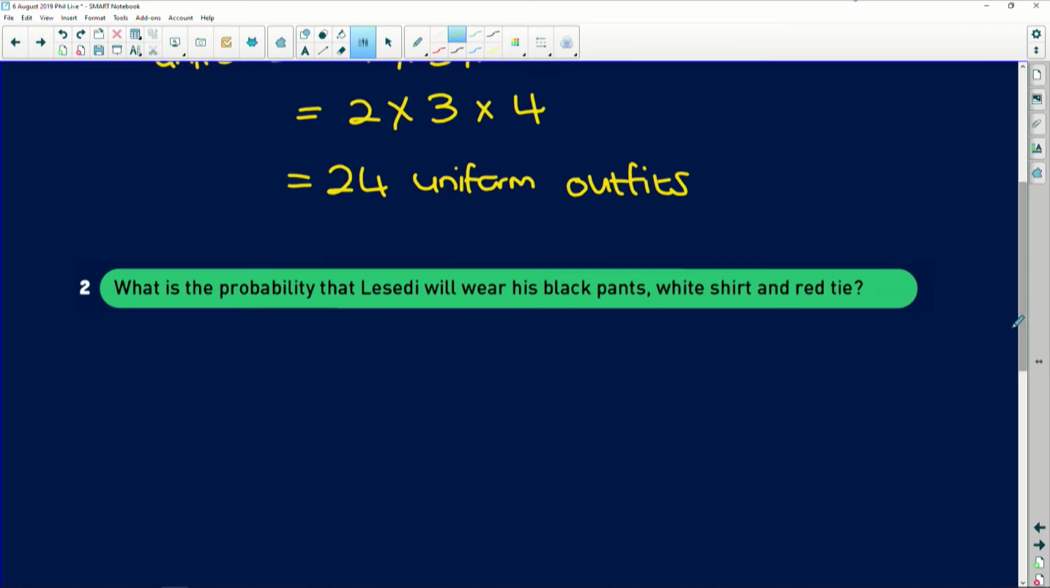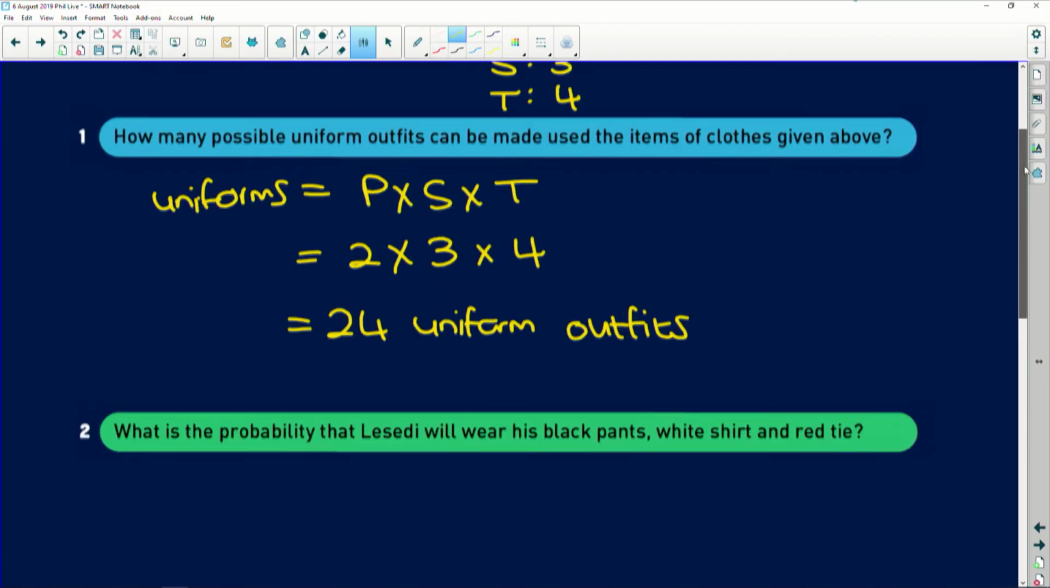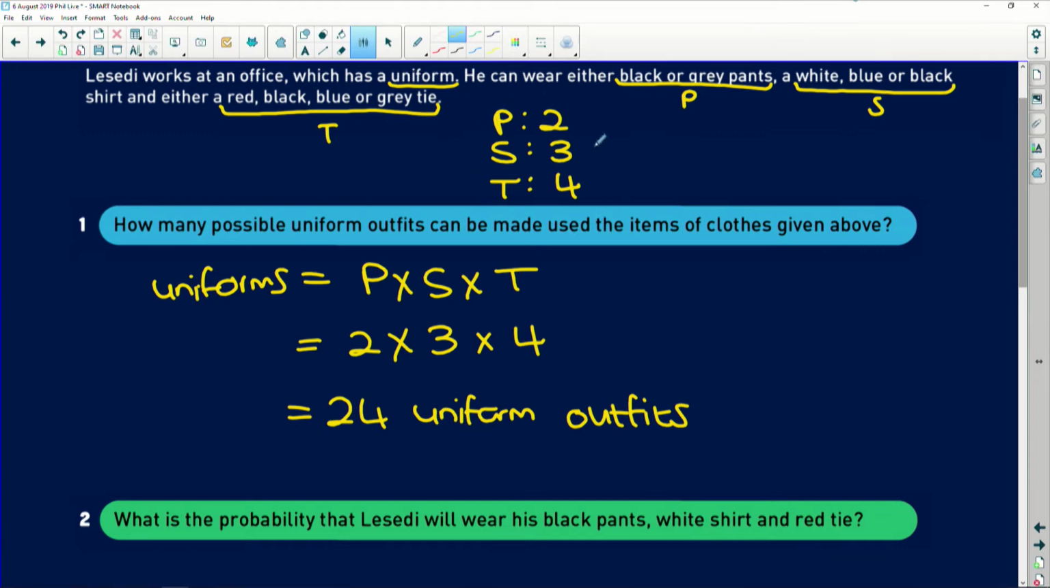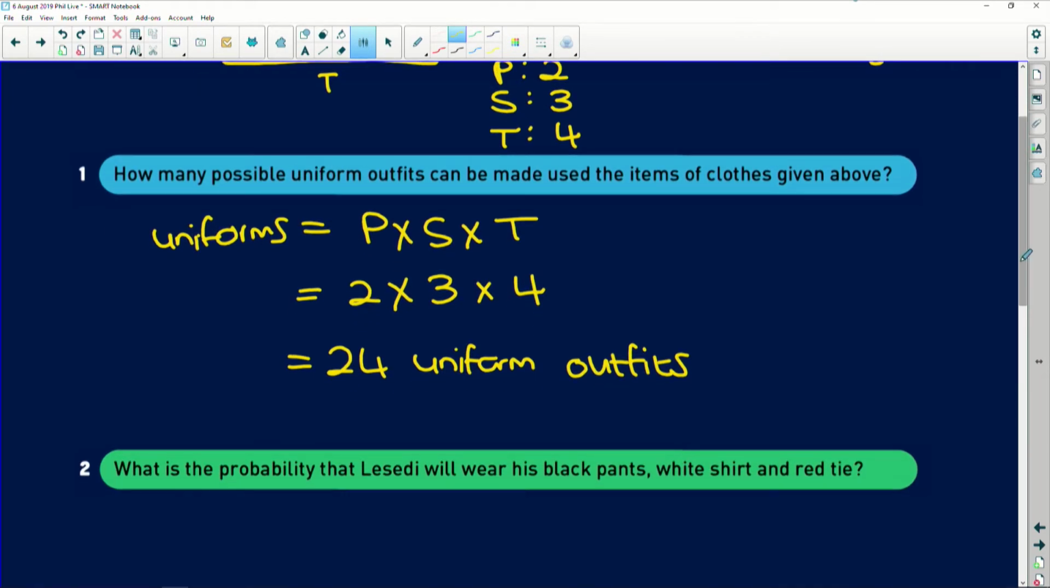Second, it says, what is the probability that Lesedi will wear his black pants, white shirt, and red tie? Okay, so this comes into the total number of things that you have in each category, okay? So, black pants, that is one option. Okay, let me actually just use the probability. So the probability of him wearing his black pants is 1 out of 2 because he has 2 different colored pairs of pants that he can wear and he's choosing one specifically, the black pants.